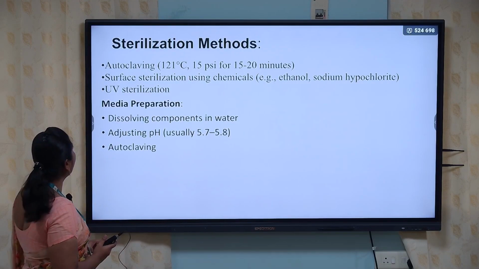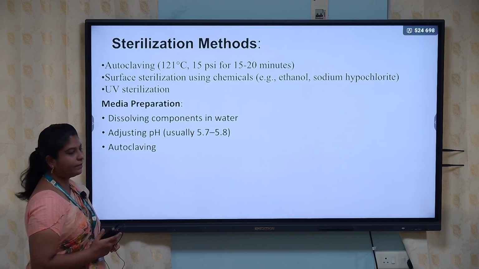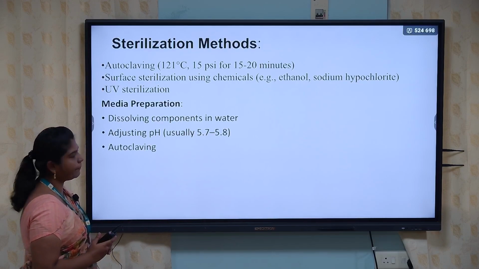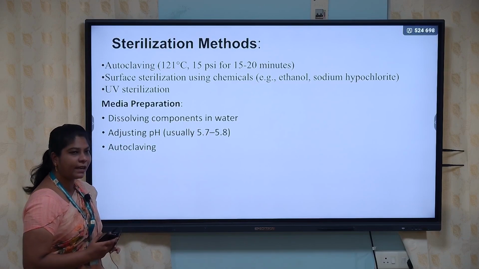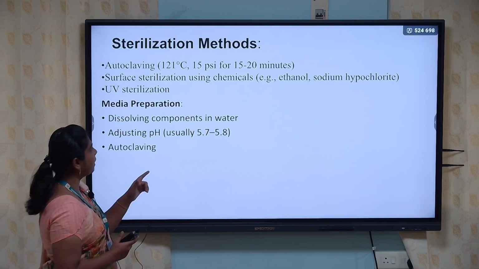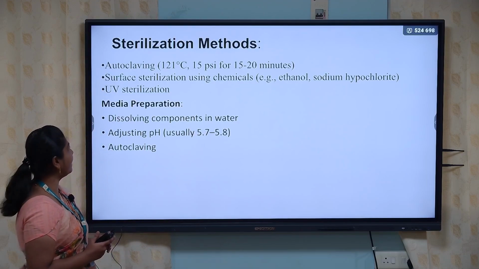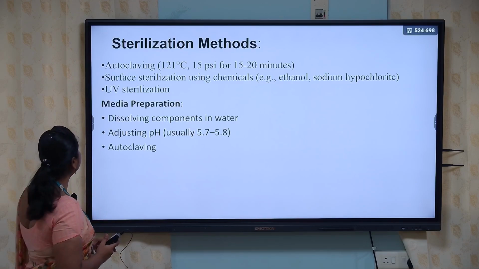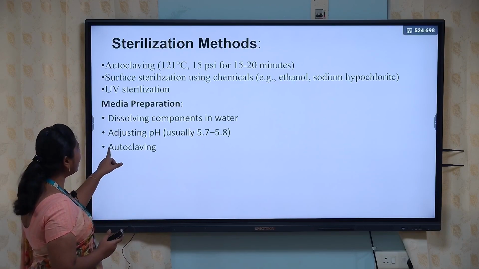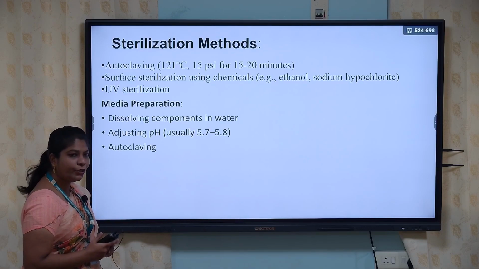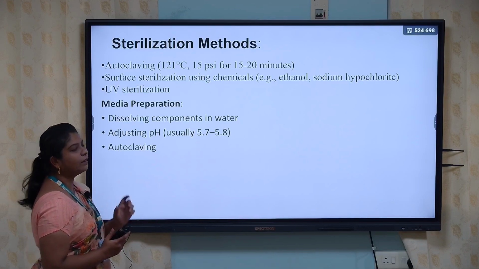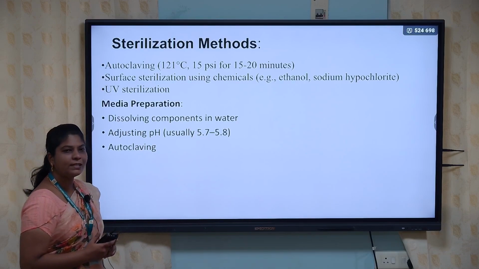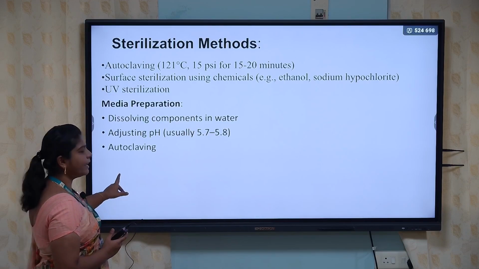Sterilization methods: autoclaving at 121 degrees centigrade for 15 to 20 minutes, and surface sterilization using chemicals. This surface sterilization is done for the explants using ethanol, sodium hypochlorite, mercuric chloride, etc. And UV sterilization is followed in the laminar chamber. And media preparation: the desired nutrient media is dissolved in distilled water, adjusted to a pH of 5.7 to 5.8, and autoclaved.